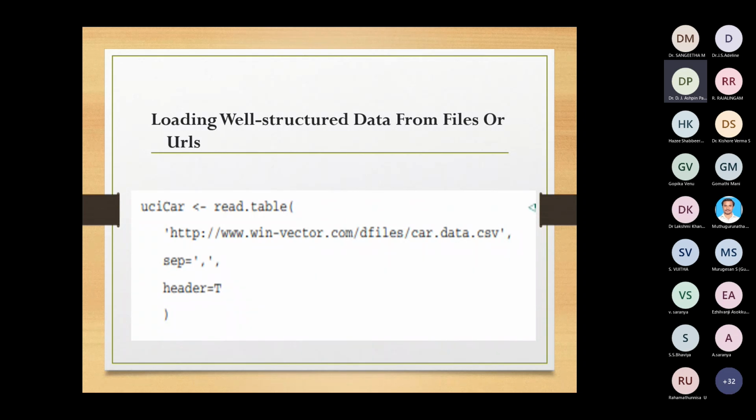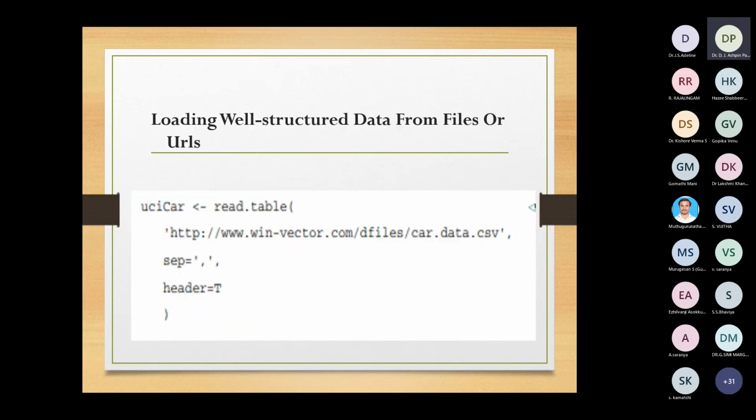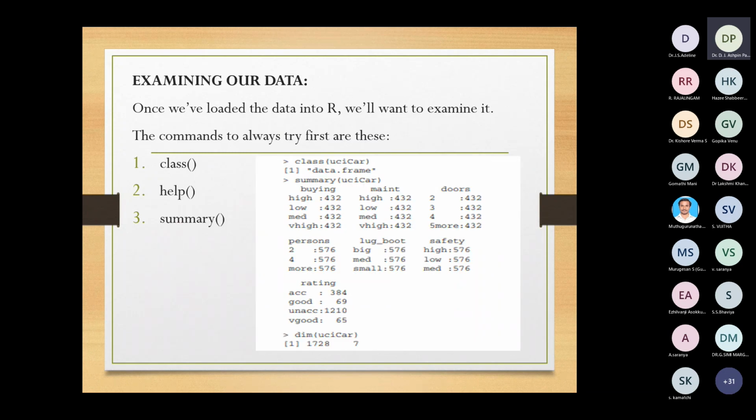Now assume we have loaded the data, either from a local file or from a URL. After this, we need to examine our data. We can examine our data using commands like class. This class command will tell you what type of object you have. In this case, if we use class of uci_car, it will print data.frame, and you will know it is data in tabular format.